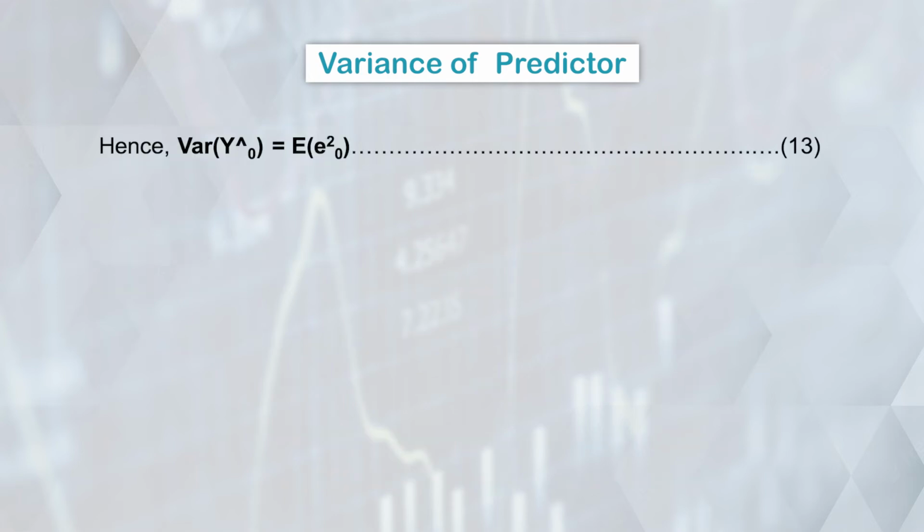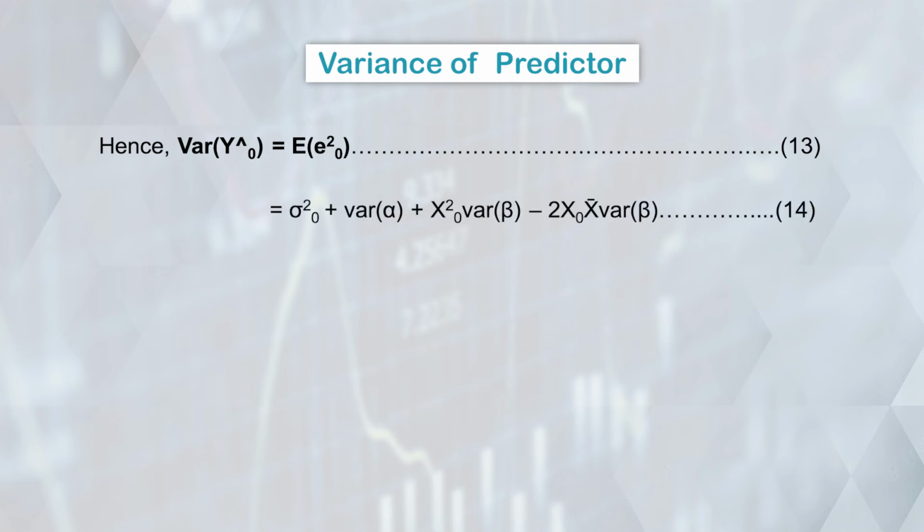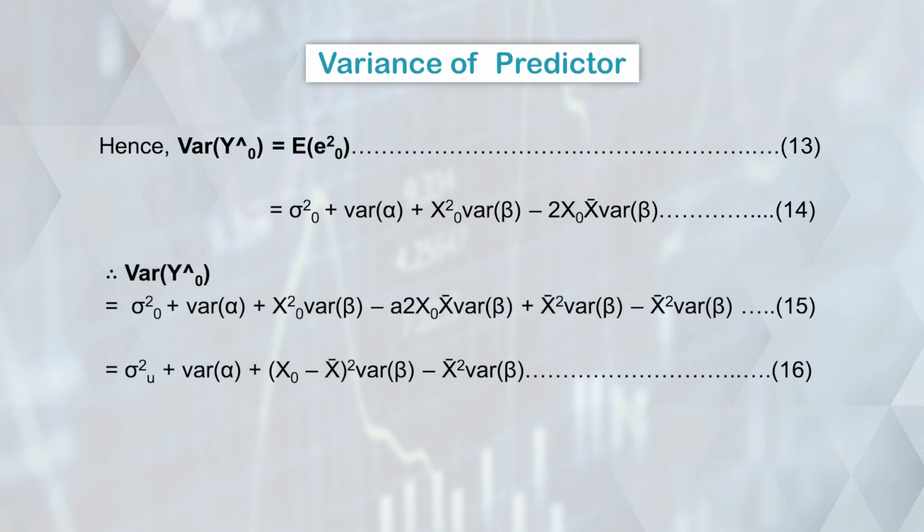Based on equation number 12, we can now go for the final expression of variance of y0 hat, which is again repeated here, and we go by equation number 13. From 13, we put this entire expression, which is written as equation number 14, and finally we get the variance as sigma square u plus variance of alpha plus x0 minus x bar whole square into variance of beta minus x bar square variance of beta. That is basically the final step, equation number 16.